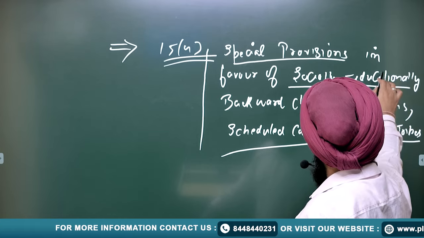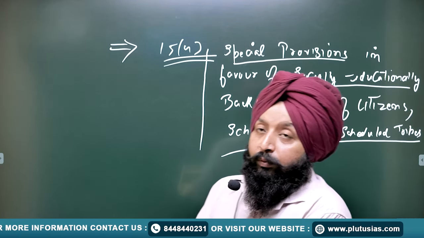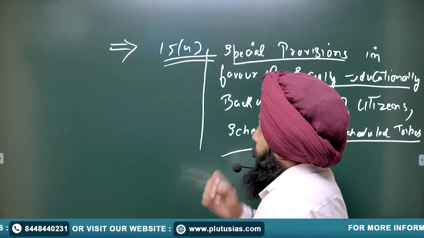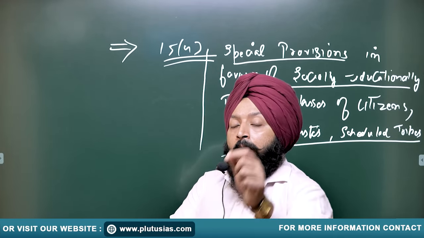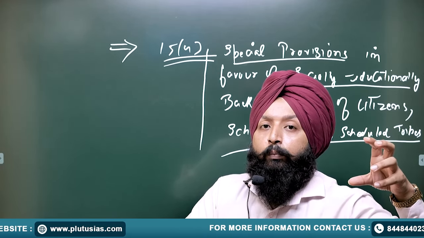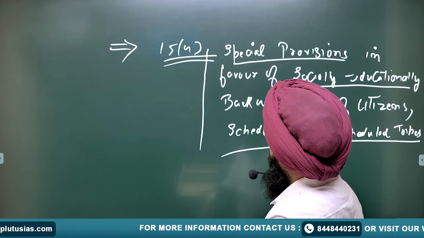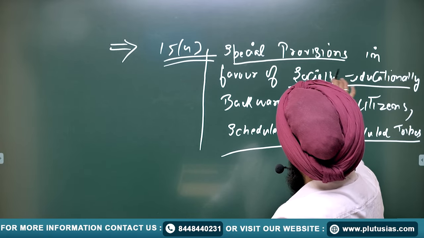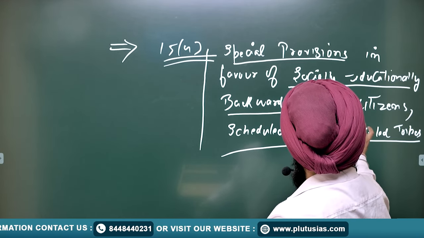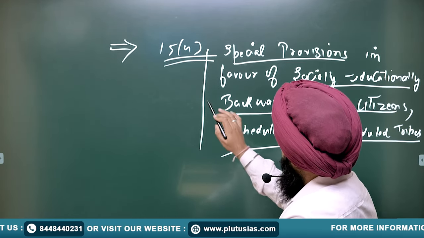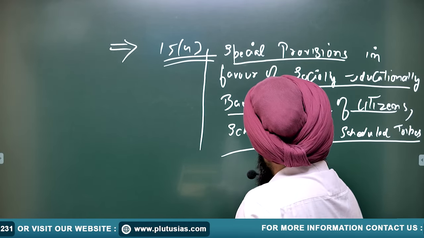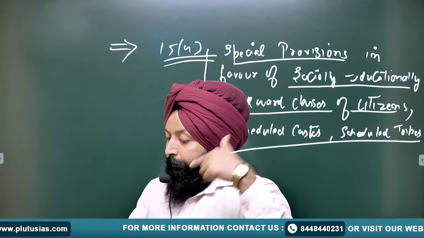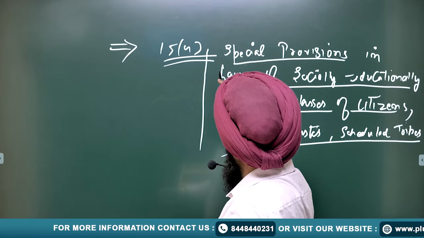Sometimes students ask me, sir, do we have to memorize the entire provision? Do we have to memorize the entire article? I keep saying, you don't have to memorize the entire article verbatim, but you have to take out certain important components. So in Article 15 Clause 4, we have components such as special provisions in favor of socially and educationally backward classes of citizens or SCs and STs, that is scheduled castes and scheduled tribes. So now the question arises, what are those special provisions?